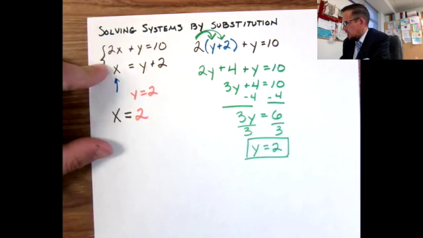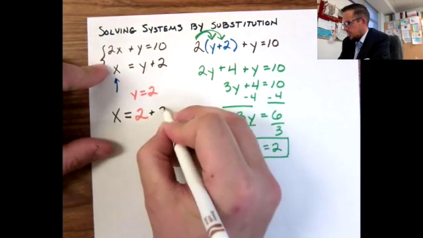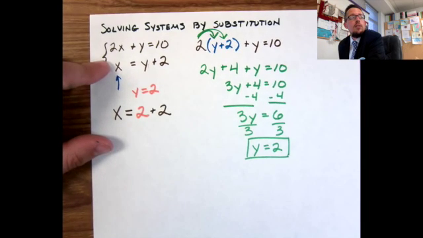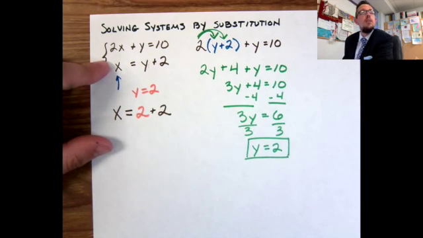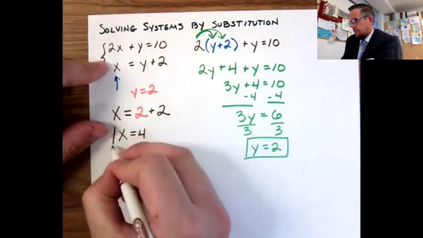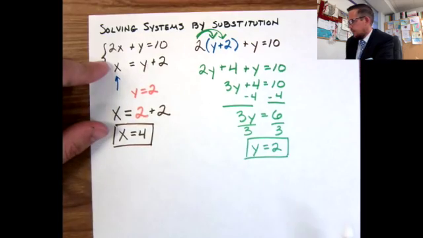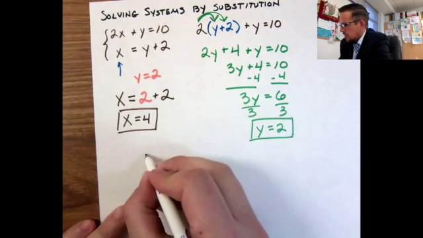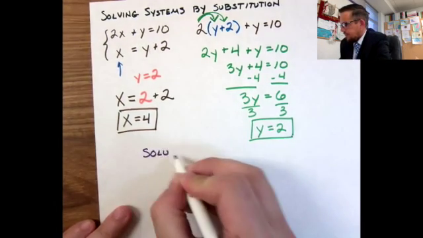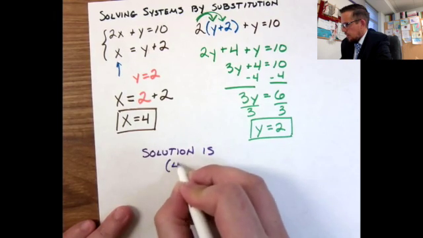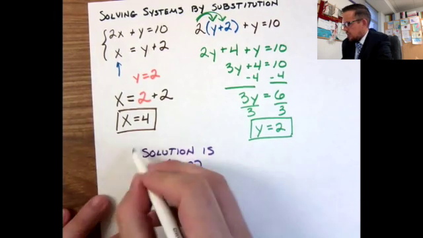So 2 plus 2. Remember, you are allowed to use a calculator in this class. 2 plus 2 is 4. Hey, look. We got the answer. The x coordinate is 4. The y coordinate is 2. So the solution is 4, 2.